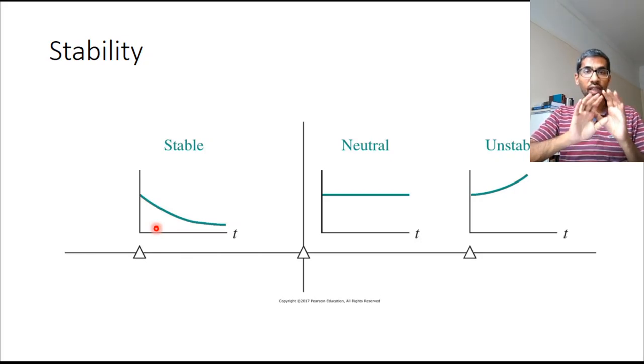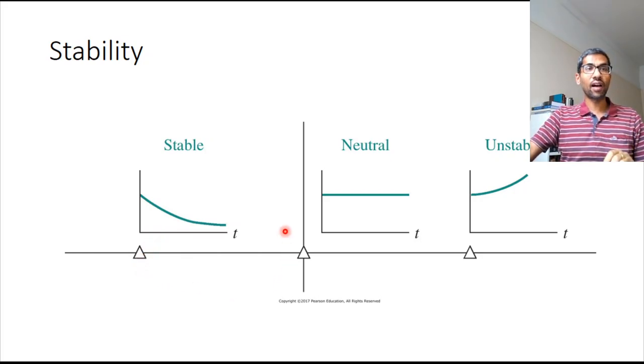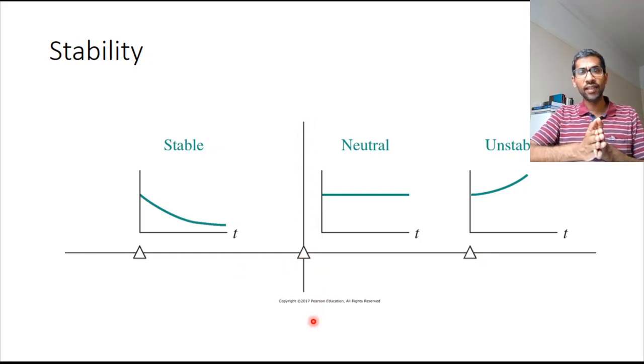So if all the poles are on the left hand side of the imaginary axis in the pole zero diagram, the system is stable. It's as simple as that, the rule. If the poles are on the right hand side, the system is unstable. And if the poles are on the imaginary axis, the system is marginally stable, or the system is neutral.